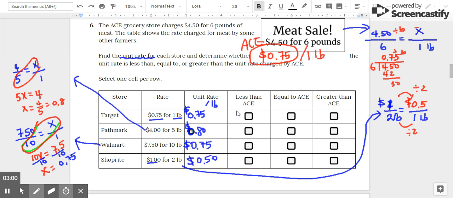So now Target, is it less than Ace? It is equal to Ace. What about Pathmark? It is greater than Ace because Ace is 75 cents. And Walmart, it's equal to, and ShopRite, it's less than. So after you find the unit rate, you should be able to compare to the Ace.